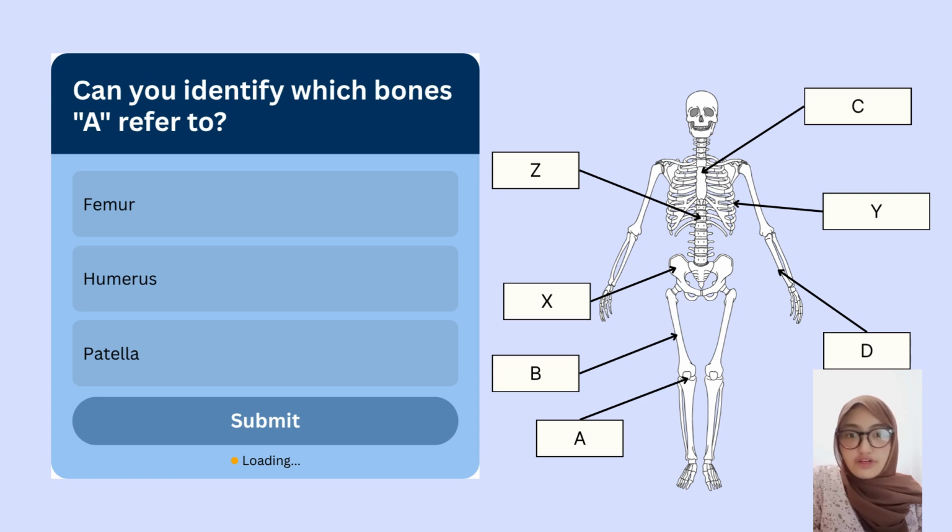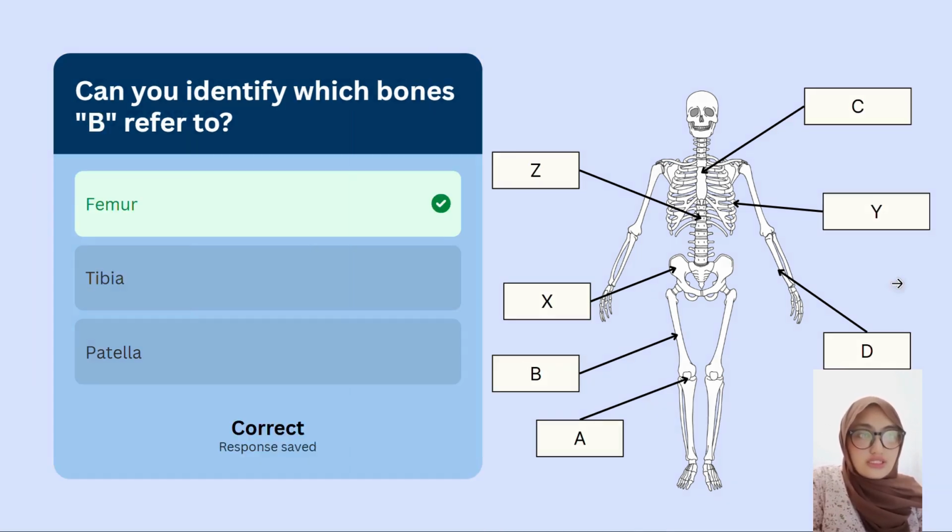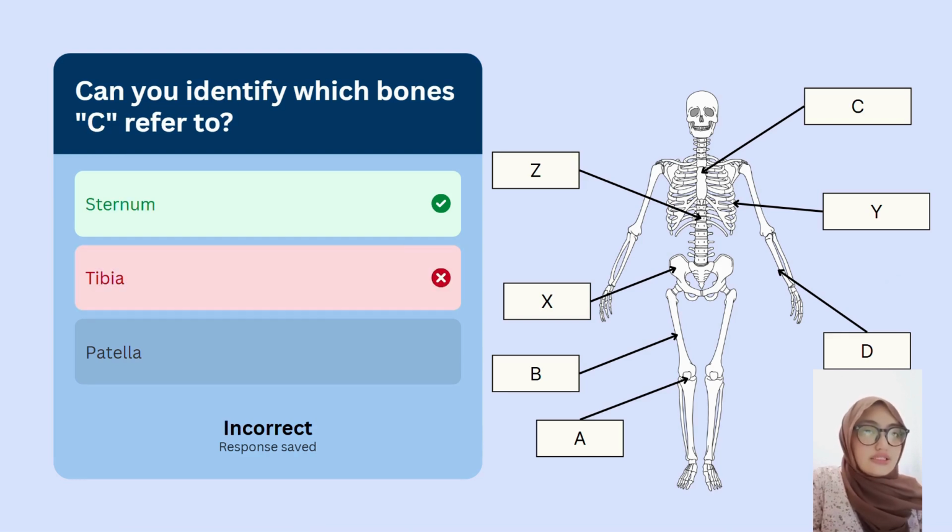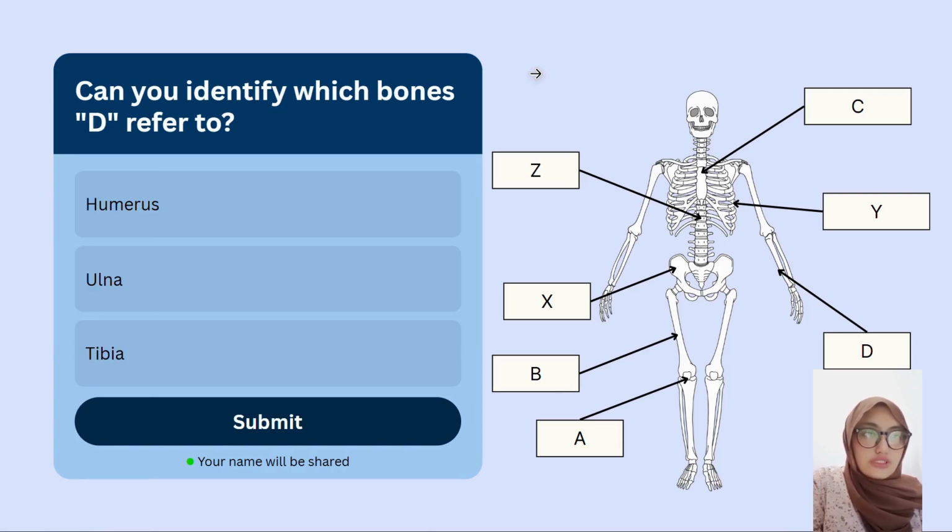So it's identifying bones. As you can see, the student just needs to click the right answer, and this is the first thing you will see as a student. This is how it looks when you finally get the right answer, and here it is when you get it wrong. Let's answer it right now. Which bone does D refer to? What is D? Let's click it and then submit it.